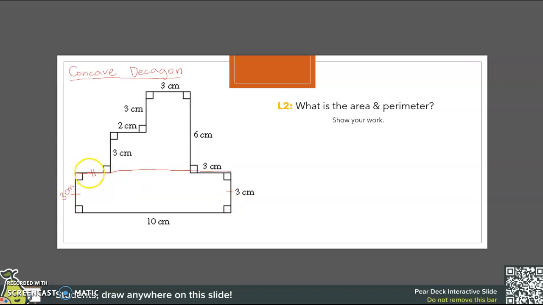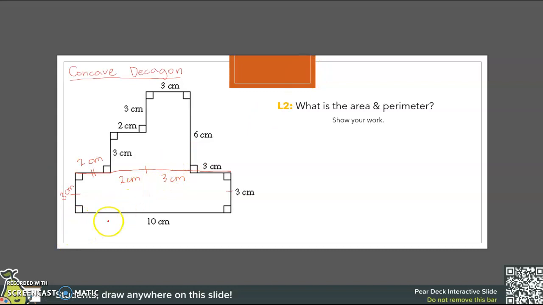This side length is part of the long side of the rectangle. Since this is 3 centimeters and this section is 3 centimeters, and this section is 2 centimeters, this missing piece must be 10 minus 2 minus 3 minus 3. So 10 minus 8, which is 2 centimeters.